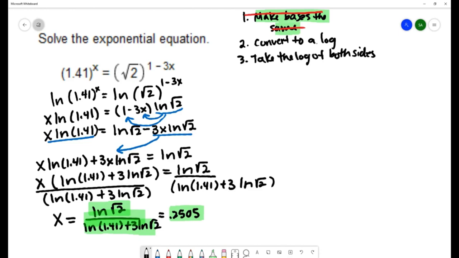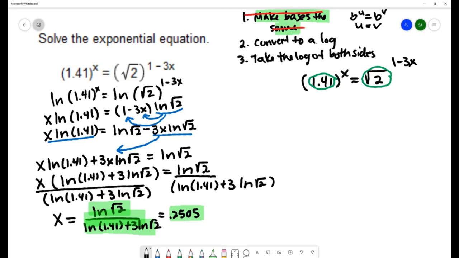So in this example, we have 1.41 to the x equals square root of 2 to the 1 minus 3x. So I'm going to pretend like these two are the same number, the same base. They are very close to each other, but they're not exactly the same. But since they're close, we're going to go ahead and use the property. The property when you make the bases the same: if you have b to the u equals b to the v, you can say u equals v.